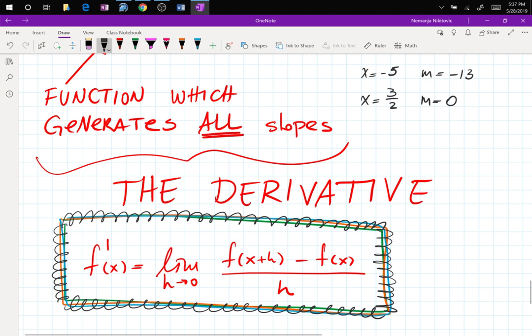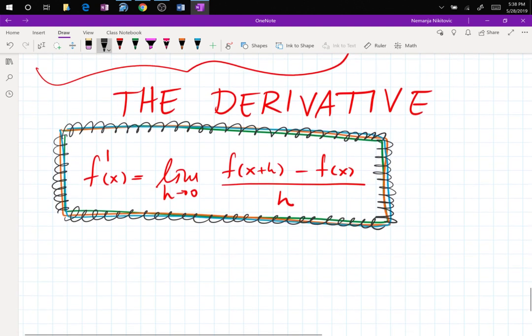Is that one more? Why is there one above the f of x? It's a prime. Okay. That's like a tick. There will be second derivative, third derivative. It's the order of the derivative, and this is the first derivative, so we just call it the derivative. And the notation is f prime. There are other notations as well. We'll deal with that later. What's the derivative? Derivative is a function which calculates all of the slopes for a given function. Great.